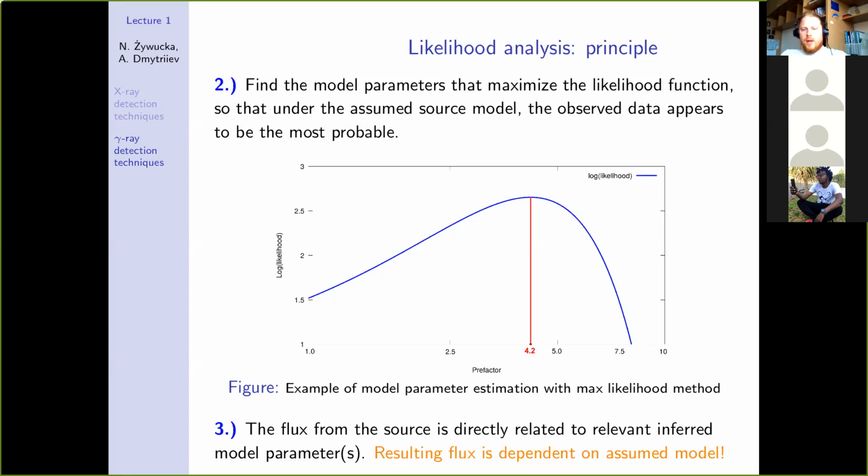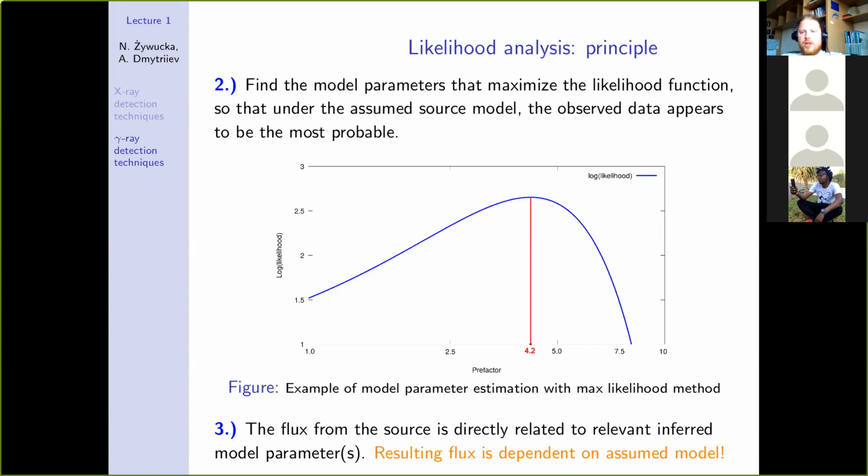For instance, this plot shows an example. We assumed a power law for the shape of the spectrum, and we assumed a certain scale: our flux from the source above 1 GeV will be, let's say, 10 to minus 7 photons per centimeter square, with a certain prefactor which can be from 1 to 10. We know more or less the range where the source flux should be located based on previous data, for instance. We know the order of magnitude, but we don't know exactly the prefactor.